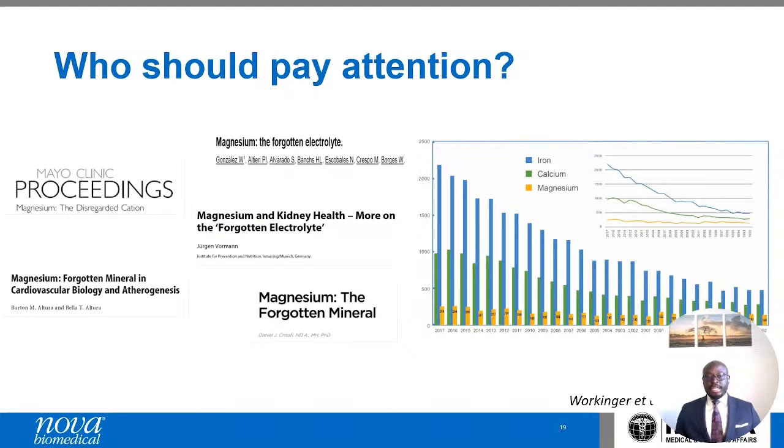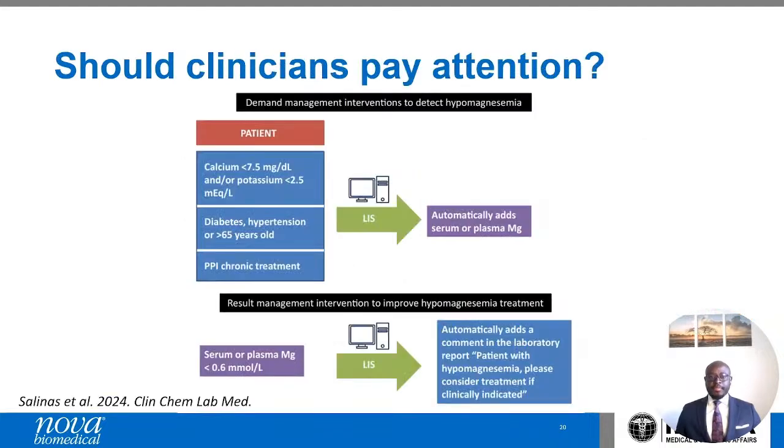However, studies have shown that dysmagnesemia, high or low, can have profound impact on the outcome of patients, irrespective of diagnosis. So this graph on the right just shows us the comparison of papers that have been published. The blue is for iron, green is for calcium, and the yellow at the bottom is for magnesium. So by and large, magnesium has been considered a forgotten electrolyte compared to the other cations that are being studied.